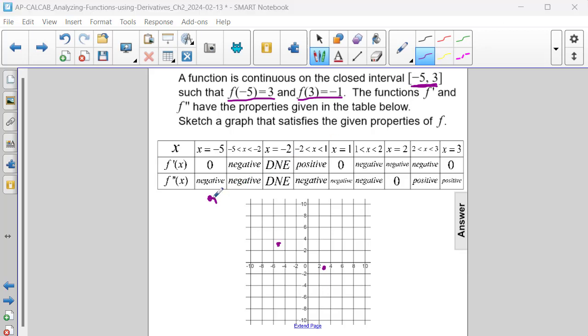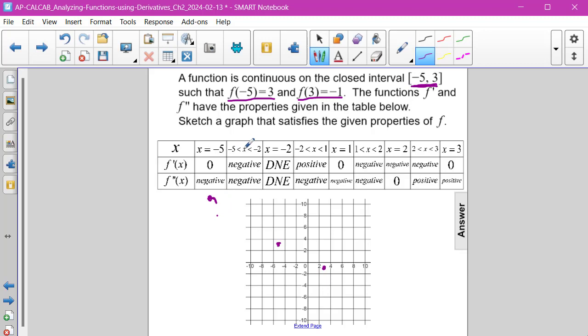So it has this horizontal tangent that's concave down, and then it goes into a curved section from -5 to -2 that is negative for the first derivative, meaning it's decreasing, and it's negative for the second derivative, meaning it's concave down. So it's going to look something like this.